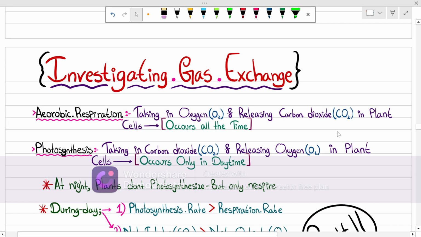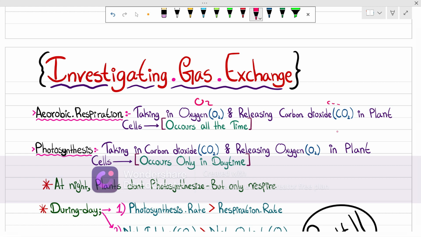Alright, now we're going to start investigations and experiments for gases. Aerobic respiration and photosynthesis are based off gases. In aerobic respiration, the process is taking in oxygen and releasing carbon dioxide in the plant. It occurs all the time. Plants take in oxygen and excrete carbon dioxide at all times.